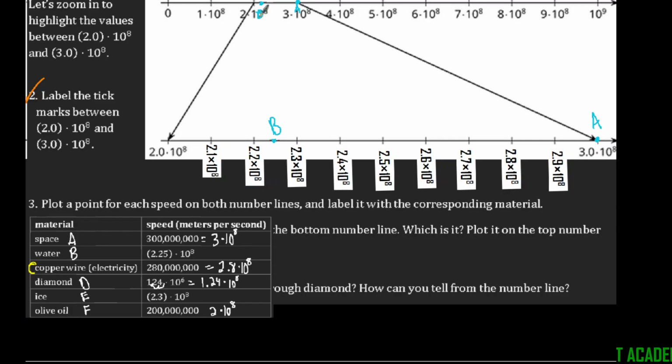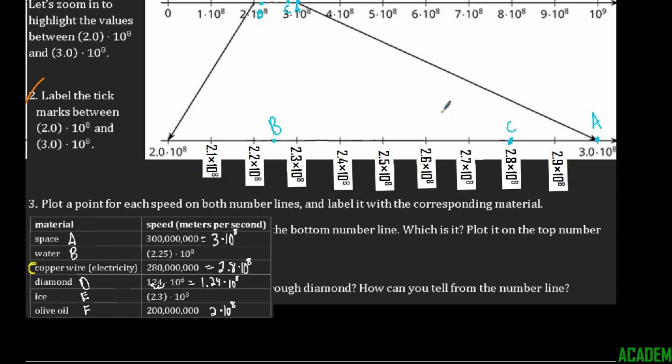Label that B. For C, it's 2.8 times 10 to the 8th power, so that's going to be down here. Label that C. So put that on the smaller line, which is tougher to do, but that's why they have the zoomed in one on the bottom.